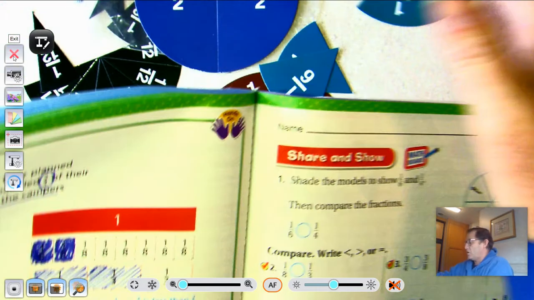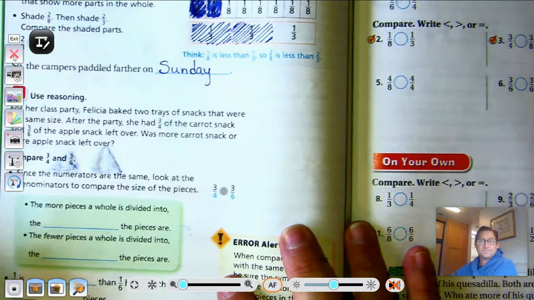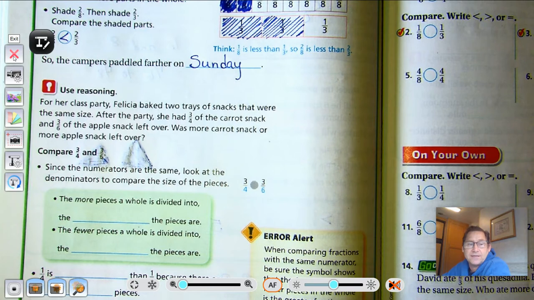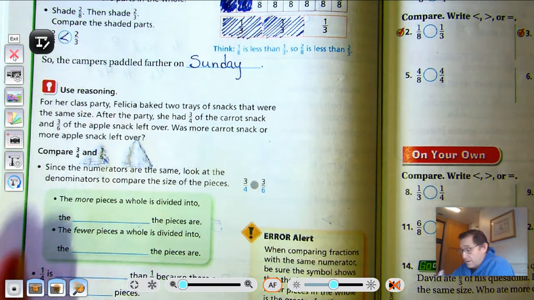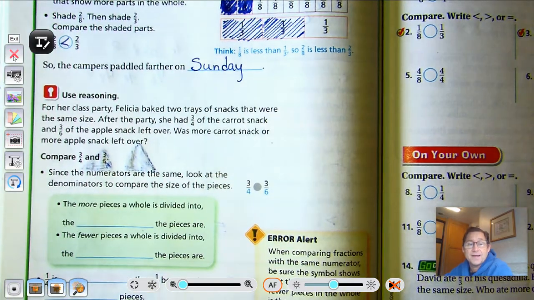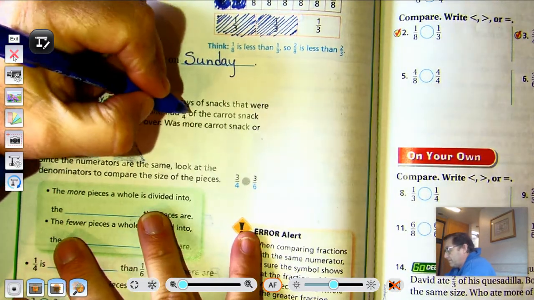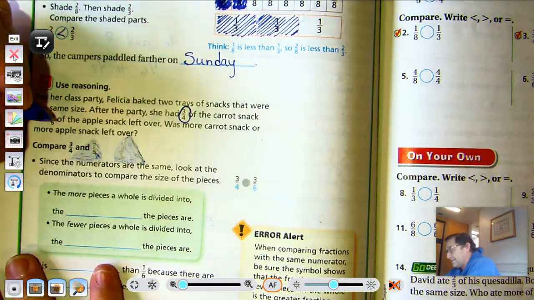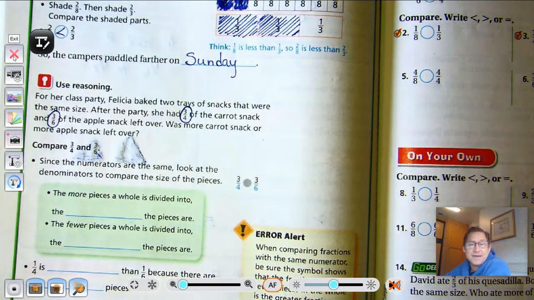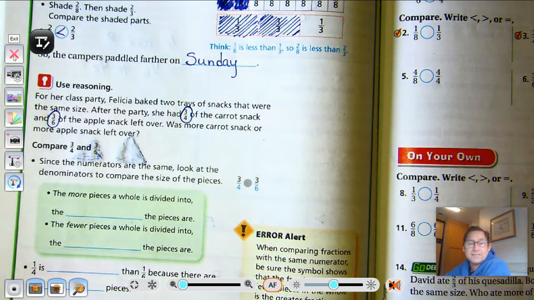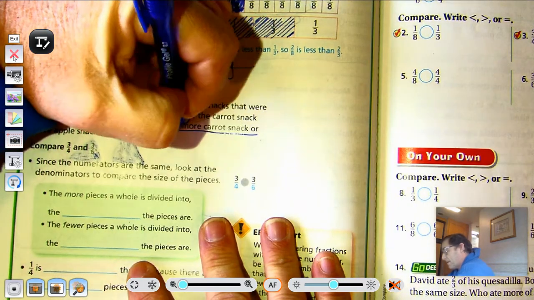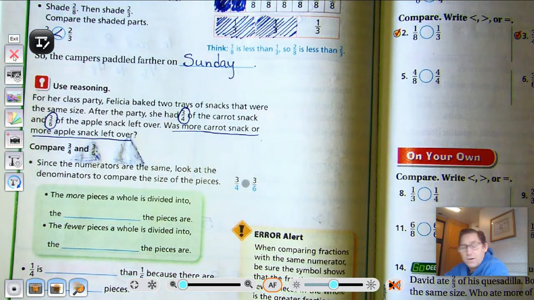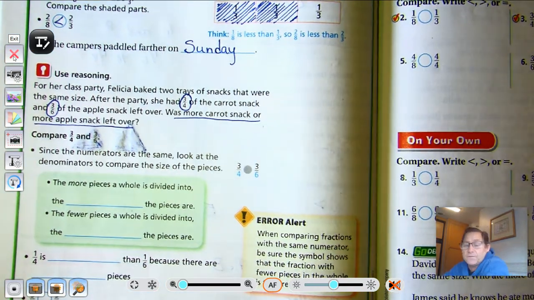Okay, and then we can also use reasoning. Okay, so for her class party, Felicia baked 2 trays of snacks that were the same size. So that's important. Okay, both of these trays have the same size. At the party, she had 3/4 of a carrot snack and 3/6 of this apple snack left over. Was more carrot snack or apple snack left over? Okay, so we're comparing 3/4 and 3/6.